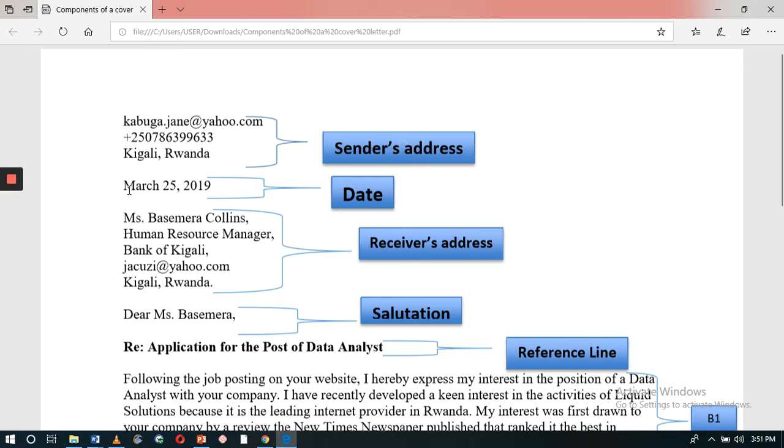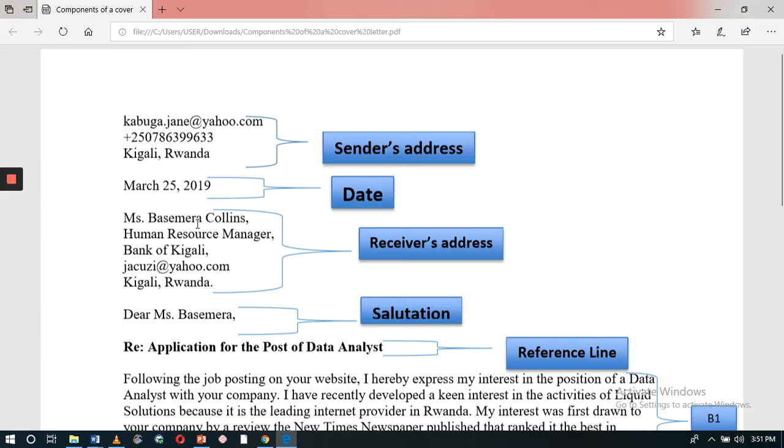You also want to ensure that you have the date written in the right format. Well, there are 2 options. You can begin with the day, and then the month, and then the year, or the month, the day, and then the year. And then the receiver's address.